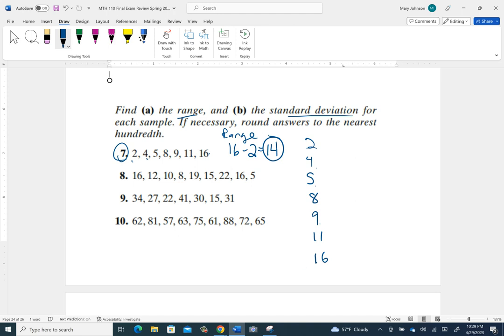And I would get 55. Okay, so let me make sure I got them all in there. 2 plus 4 plus 5, 8 plus 9, 11, and 16. Yep, got 55.